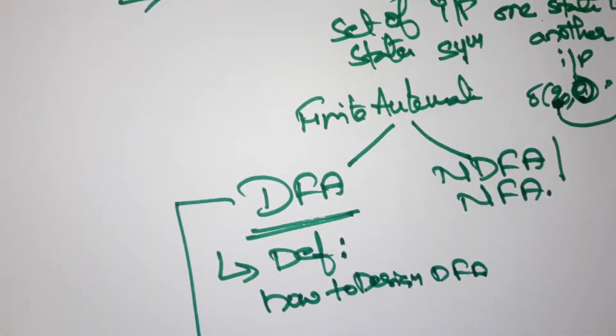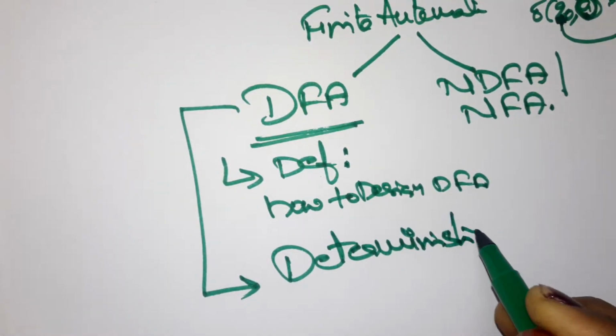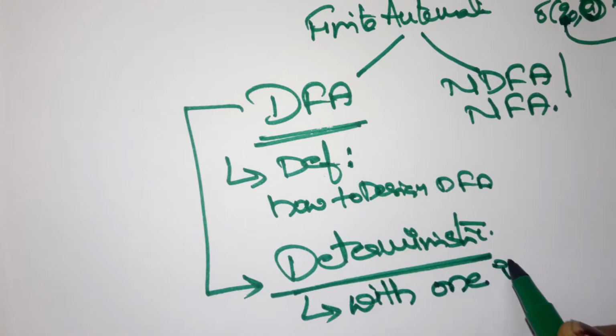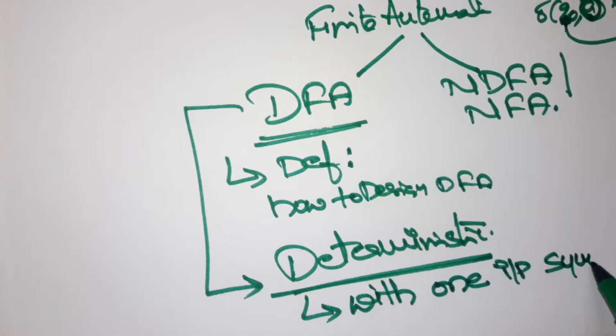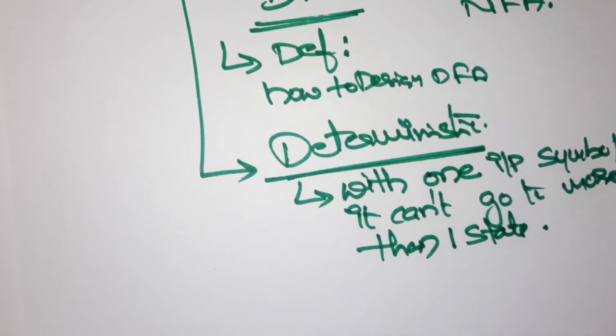What is a DFA? Deterministic. What is the meaning of deterministic? Deterministic means with one input symbol it cannot go to more than one state. That is the meaning of deterministic.